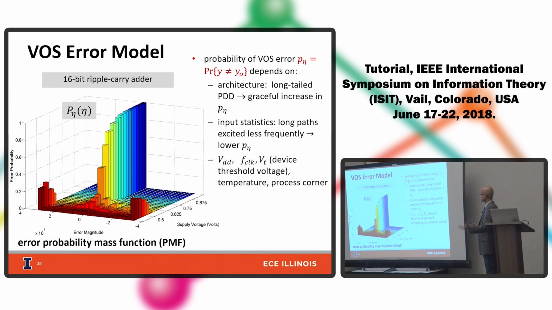In fact, you can take any of those arithmetic units and create these PMFs, error probability mass functions, as a function of the supply voltage. So the supply voltage is on this axis. As you reduce the supply voltage, the circuit slows down. And if you don't change the clock frequency, what you get are high magnitude errors that start to appear. So if you take a slice of this 3D diagram, that gives you an error PMF at the output of the ripple carry adder at a specific supply voltage.